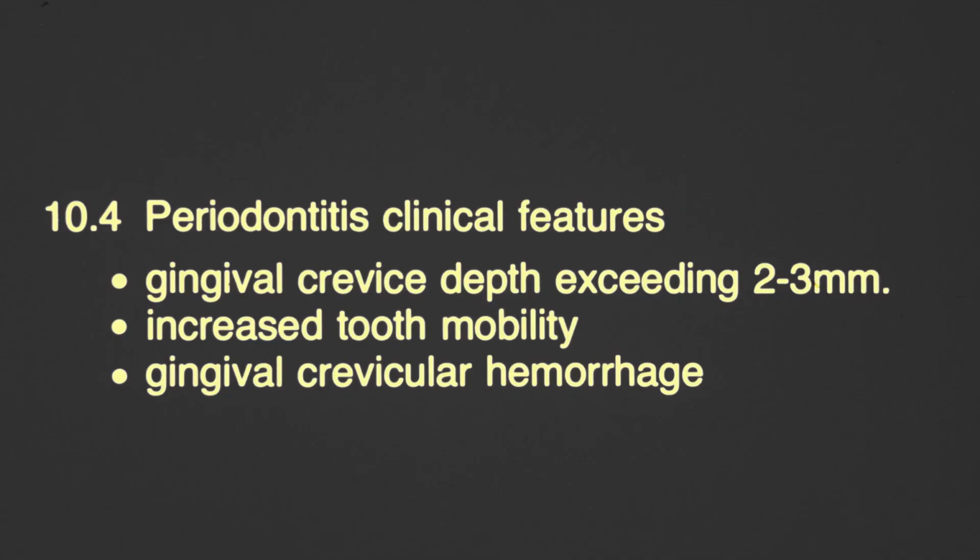On this basis, the prominent clinical features of periodontitis can be listed. The most significant clinical feature is the deepening of the gingival crevice to a depth exceeding 2 to 3 millimeters. As the destruction of the periodontal ligament and the alveolar bone continues, there is less and less support for the tooth, and so increased tooth mobility becomes an important clinical sign. The ulceration of the gingival crevicular epithelium by the calculus often causes gingival crevicular hemorrhage.